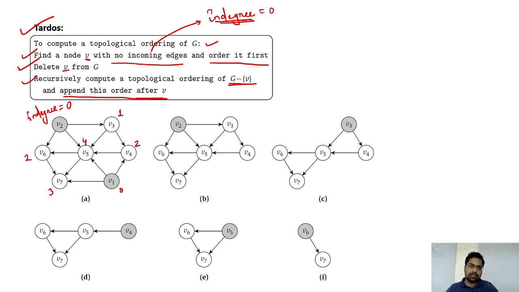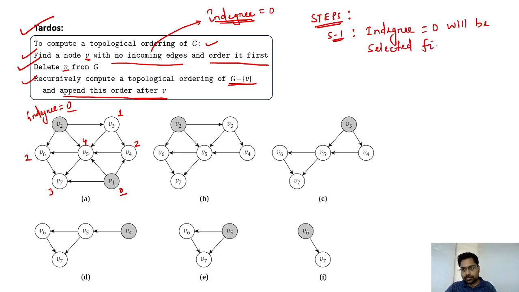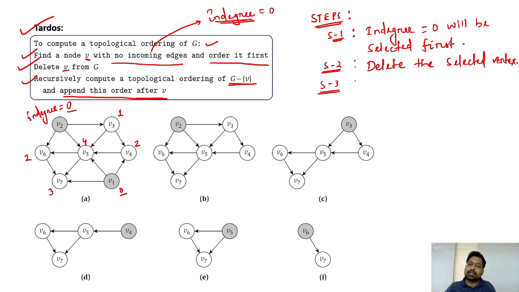Next, as per this ordering, in degree 0 will be deleted first. So here I am writing the steps to make you clear about it, as per the book. Step 1 says in degree 0 will be selected first. Step 2, delete the selected vertices or vertex. Clear, no?